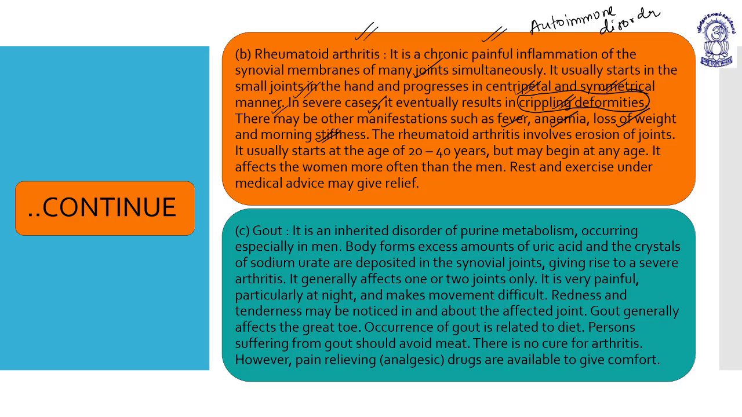Rheumatoid arthritis involves erosion of joints. It usually starts at the age of 20 to 40 years, but may begin at any age. It affects women more than men. Rest and exercise under medical advice may give relief. Rheumatoid arthritis is caused by autoimmune antibodies against streptococcal toxin that attack the synovial membrane. So basically there is a streptococcal attack.